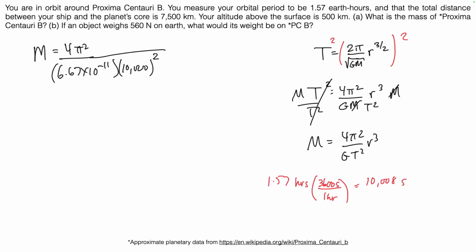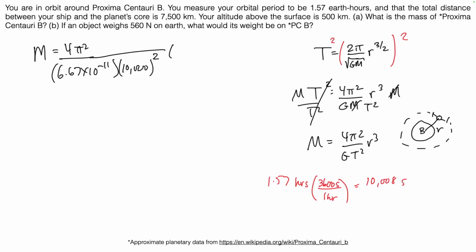So I got my 4 pi squared, I got my big G, I got my period squared, and then this r, I want to double check and make sure that this distance that we're putting in here is the distance from the center of Proxima Centauri b to wherever our spaceship happens to be, right? This distance needs to be the center to center distance.